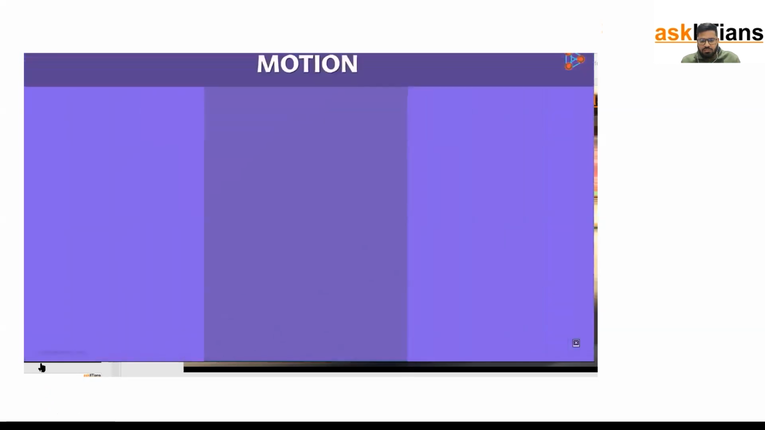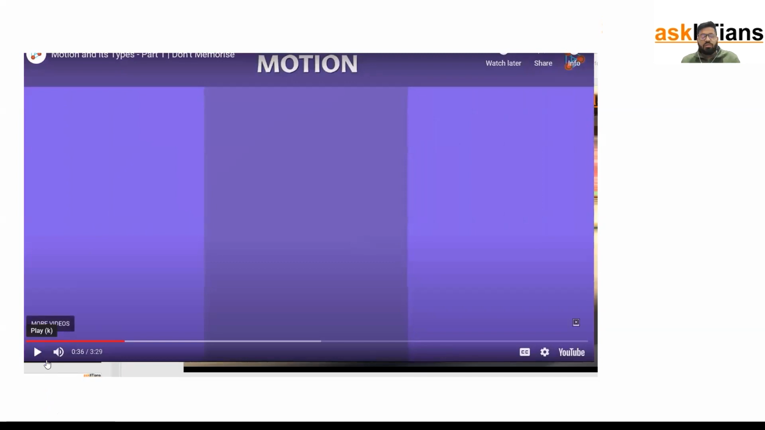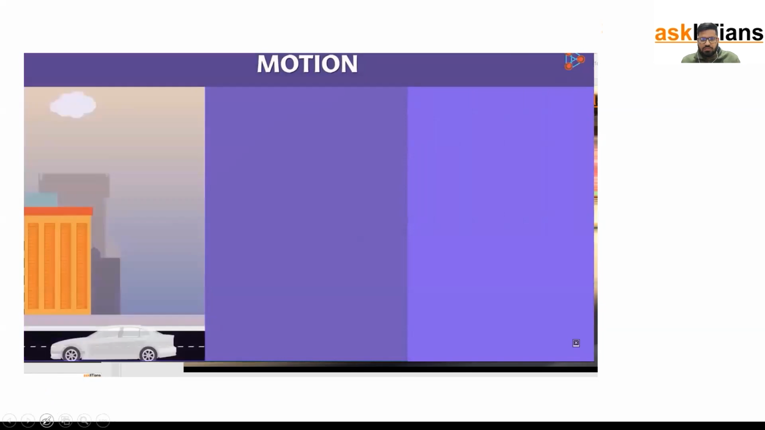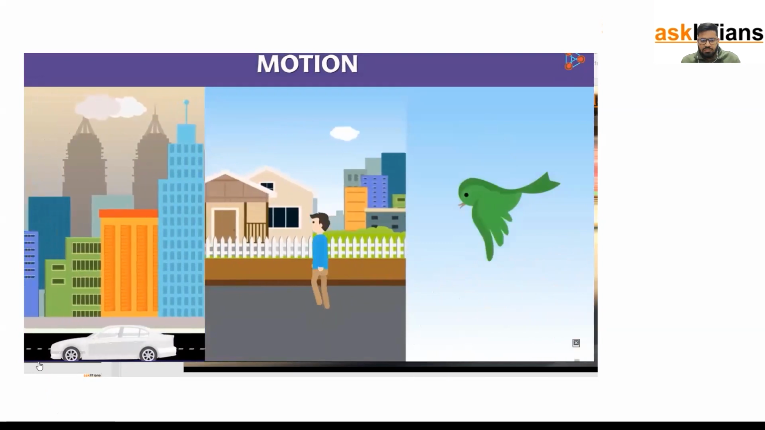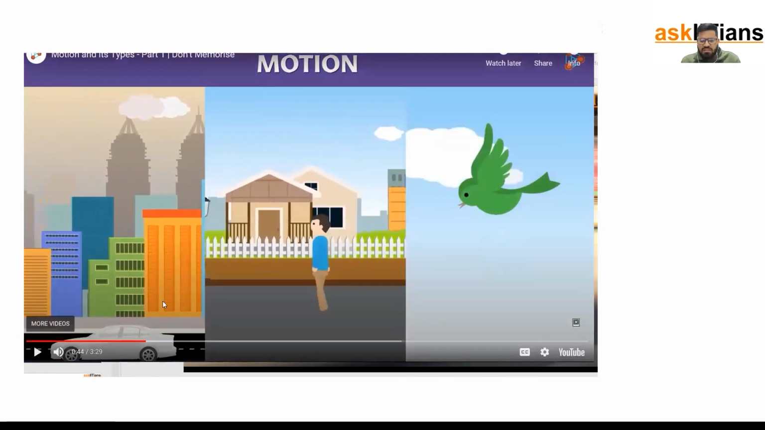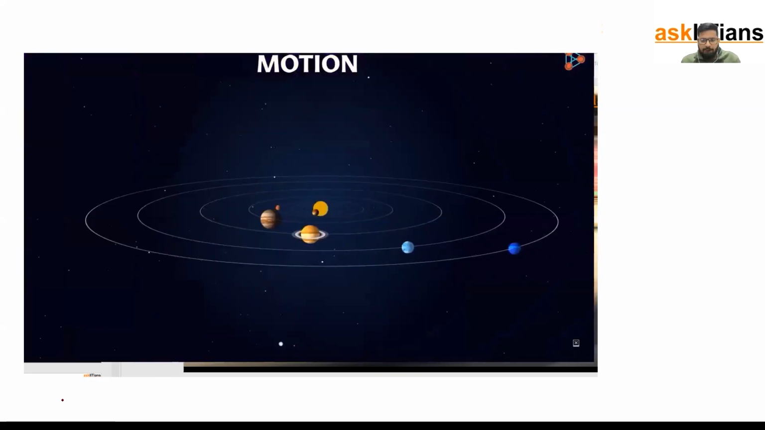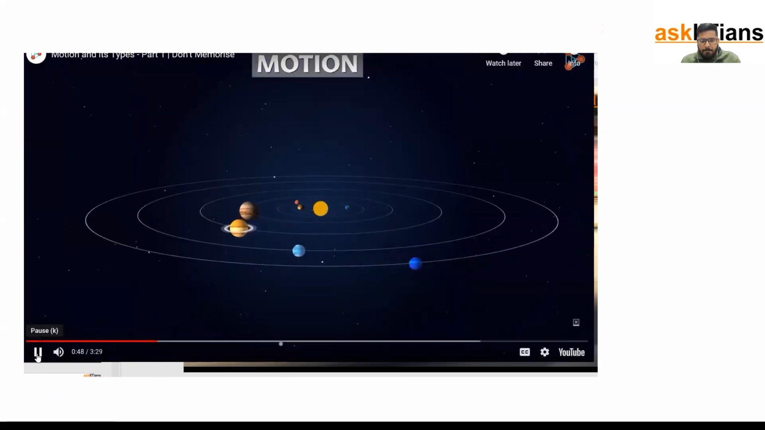In our day-to-day life, we see various things moving around us. Some examples are vehicles moving on the road, people walking across streets, birds flying in the sky, and so on. These are examples of moving things around us. Around the sun, planets undergo revolution.